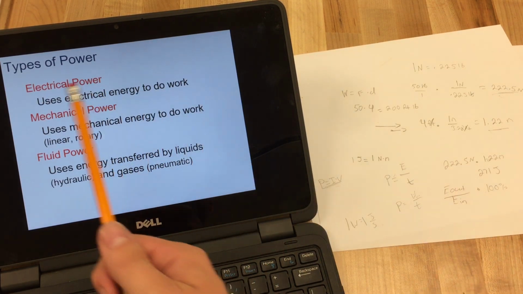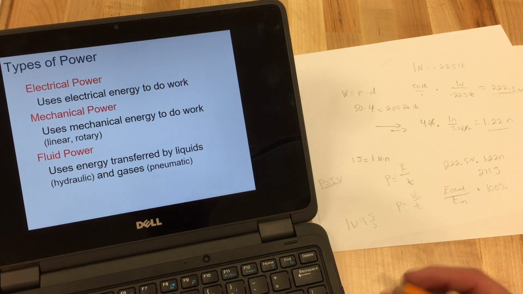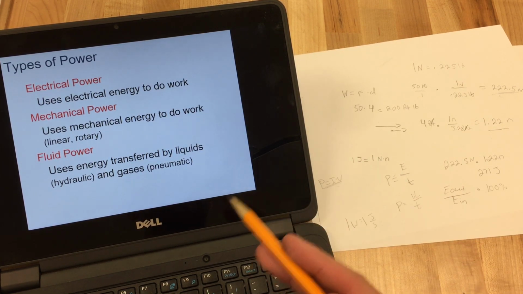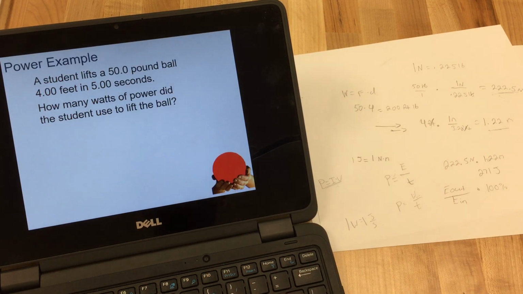Some other types of power. Once again, we have electrical power, which uses electrical energy to do the work. Mechanical, so linear and rotary motion. Fluid power, so hydraulics and pneumatics, which we will get into later in the year.